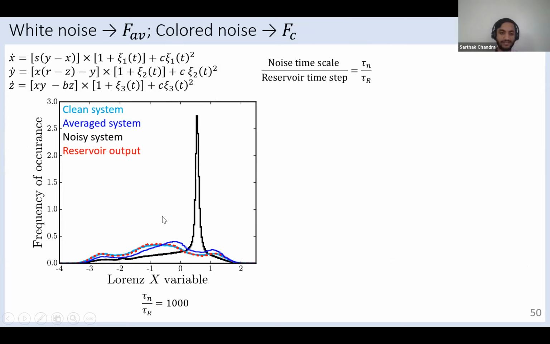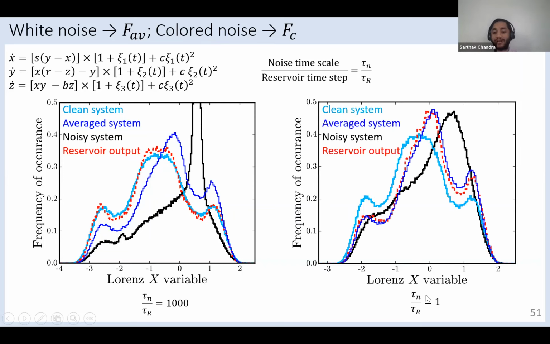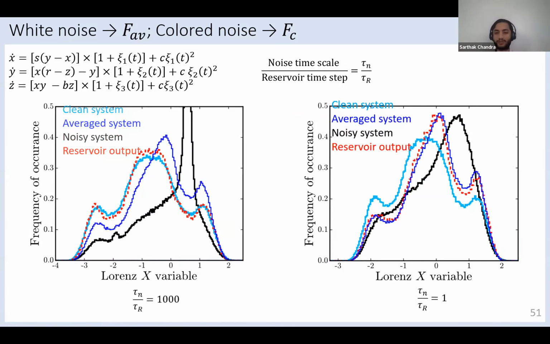Now, I know it's hard to see over here, so let's just zoom in. You can see that indeed the reservoir output matches the clean system and is distinct from the average system, right? And you can see the average system basically is asymmetric simply because I have this bias term that is non-zero when averaged. And when I go to noise timescales that are comparable to reservoir timescales, or alternatively, if I decrease my reservoir timescale to be of the order of the noise timescales, then my reservoir output starts matching the average system. And in between these two different regions, you basically get something that interpolates between these two choices.